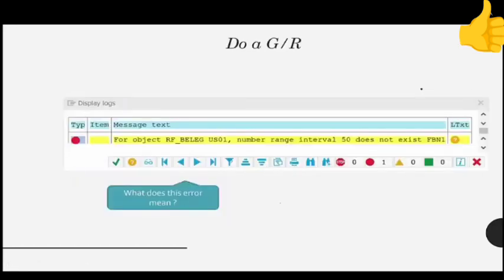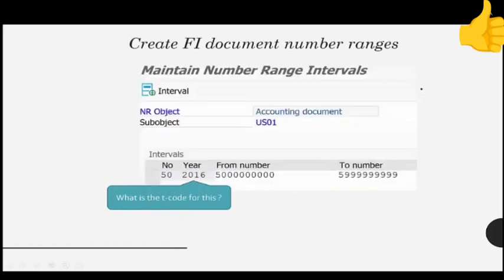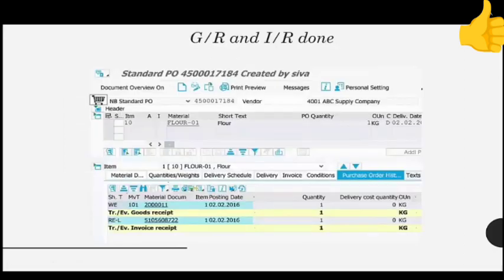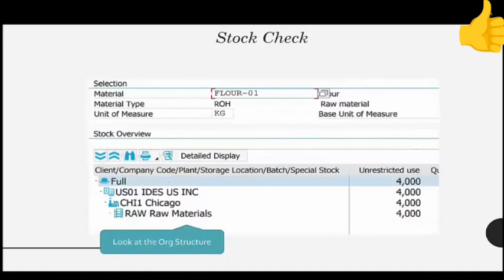And while doing SGR, we had some issues. We had issues with number ranges. So we went to FBN1 and then created number ranges for 50 and 51. And after that, we were able to do a goods receipt and invoice receipt.